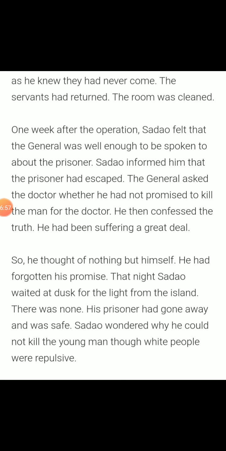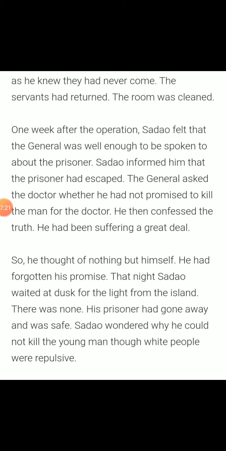The servants had returned. The room was cleaned. One week after the operation, Sadao felt that the general was well enough to be spoken to about the prisoner. Sadao informed him that the prisoner had escaped. The general asked the doctor whether he had not promised to kill the man for the doctor. He then confessed the truth.